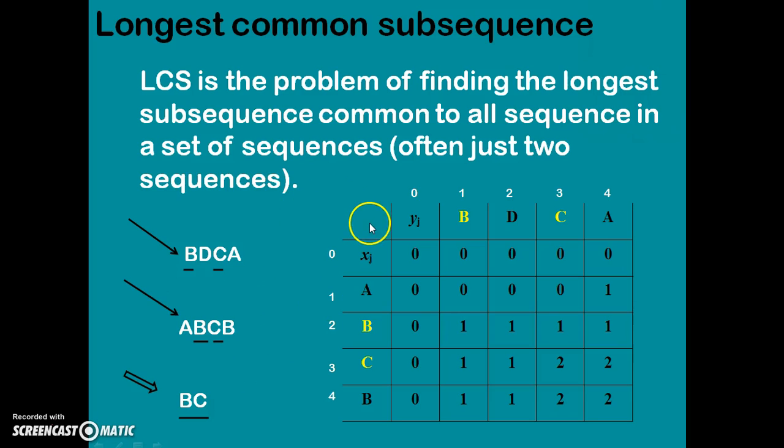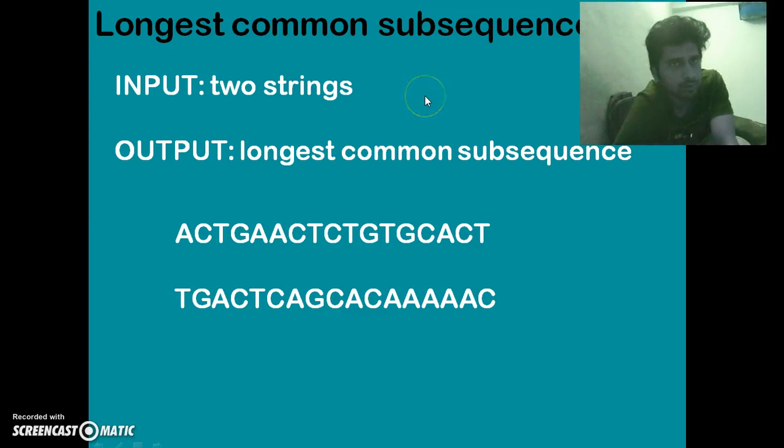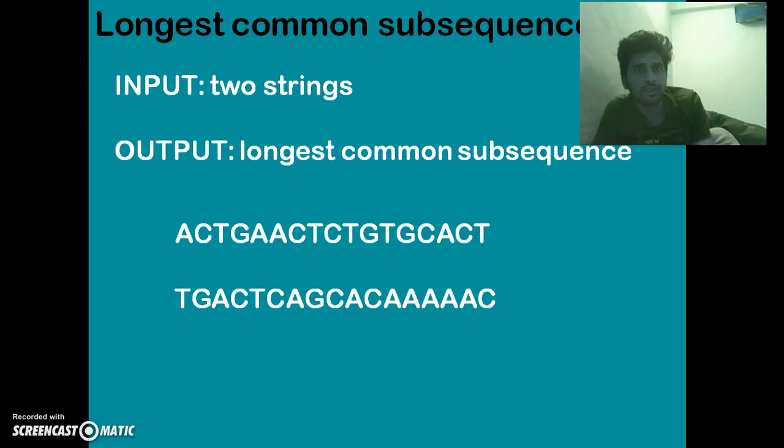Here is a diagram for better understanding of the longest common subsequence algorithm or problem. This is the element Yj of subsequence 1, and this is the element Xi of subsequence 2. So what are our inputs in longest common subsequence? There are two strings or two subsequences, and we have to produce an output, the longest common subsequence between these two subsequences.